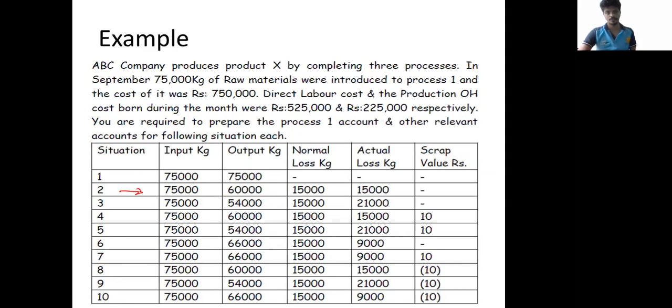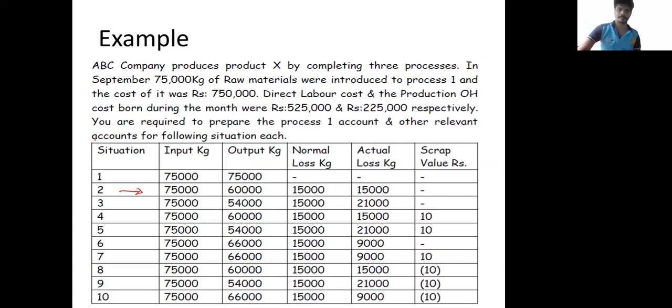Case 2. Now here input 75,000, output 60,000. And we are having a normal loss of 15,000, actual loss also 15,000. That means normal loss equals the actual loss. That means no abnormal losses or abnormal gains. And output 60,000. All other information as in the previous case.